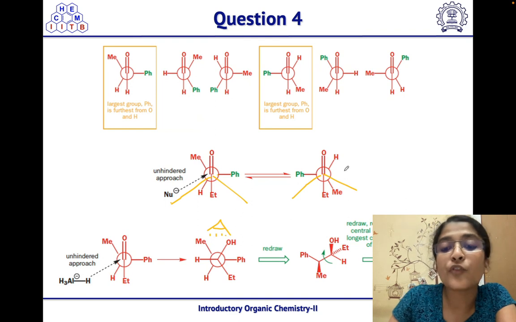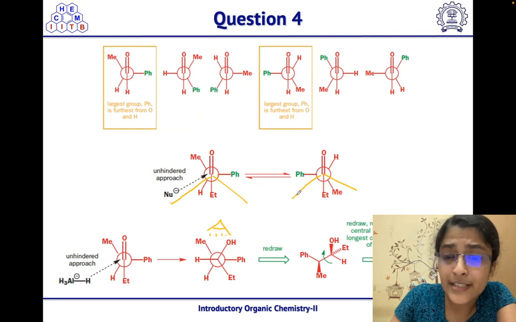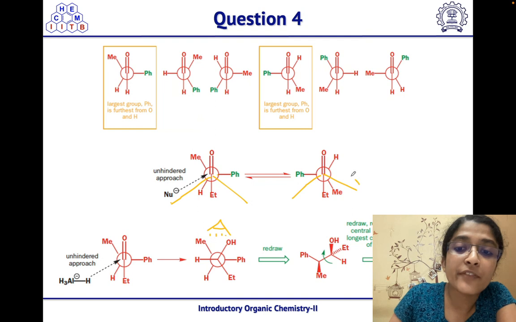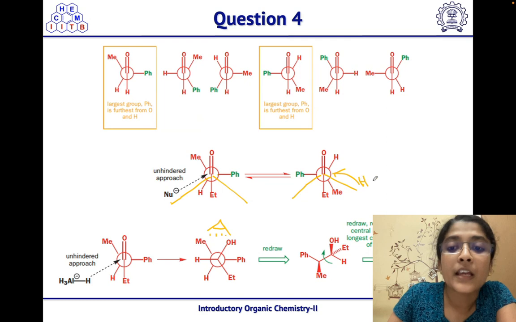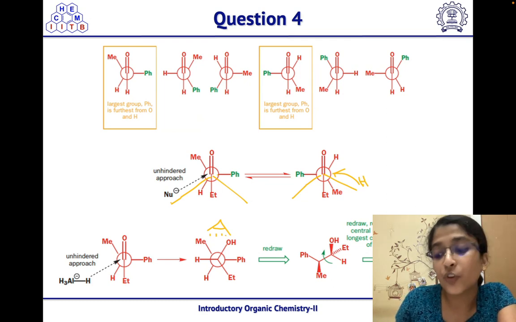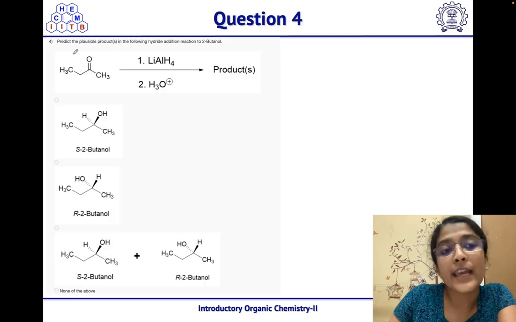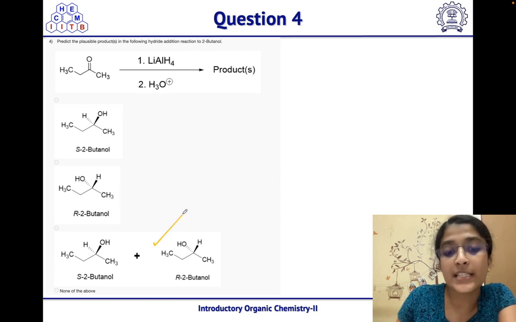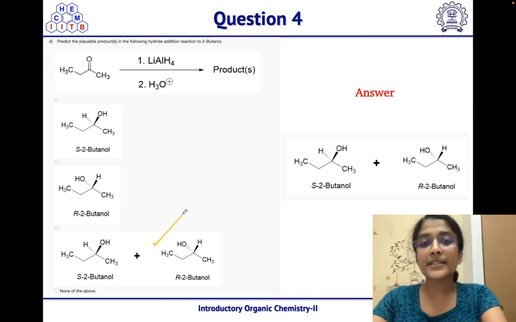But there is a chance for formation of a minor product also when attack is taking place, when the conformer is in this form. So if hydride is attacking from this direction, it will lead to formation of the other isomer as well. So here they have asked for plausible products only. They have not asked for the major product. They have asked for the plausible products of hydride addition. So it can result in both R and S butanols. So this is the right answer. Is this clear?